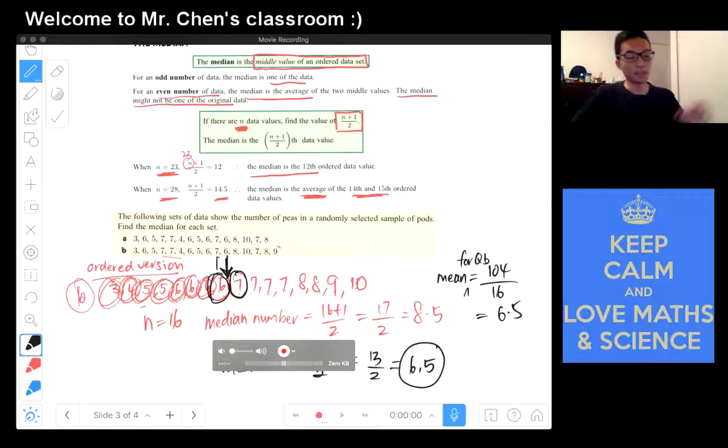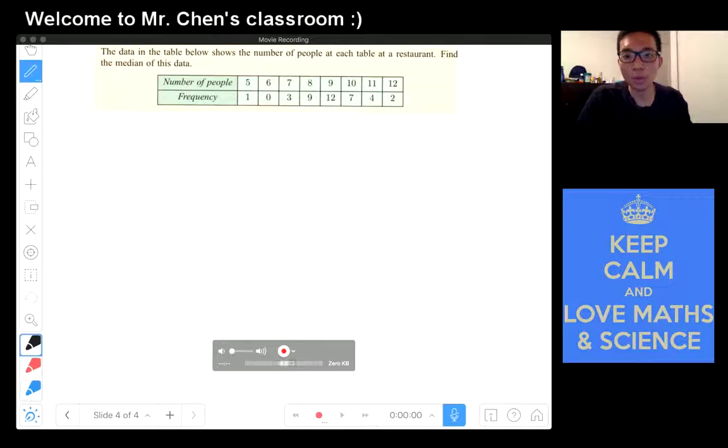So in this case, the median and mean are the same. There will be times where median and mean are different, which hopefully I will be able to show you. So let's jump into the next one. The next one is a little bit different because they are in table form.